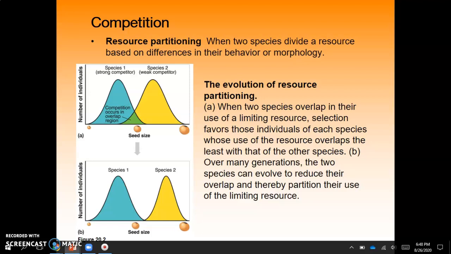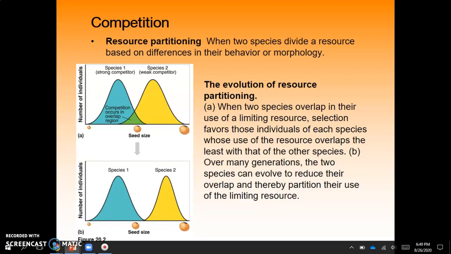There is something called resource partitioning, and this is when two species divide a resource based on differences in their behavior or their morphology. Okay, so when two species overlap in their use of a limiting resource, selection favors those individuals of each species whose use of the resource overlaps the least with that of the other species. Over many generations, the two species can evolve to reduce their overlap and thereby partition their use of the limiting resource. So this is natural selection at work.